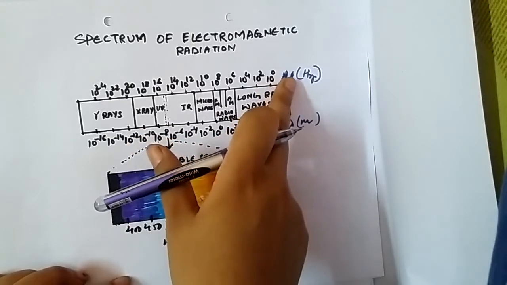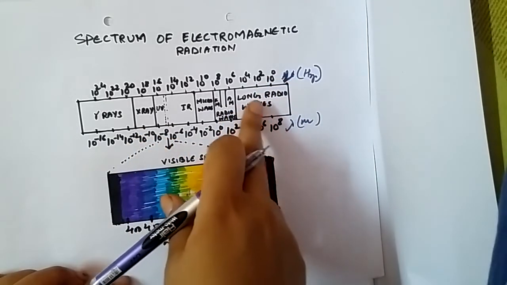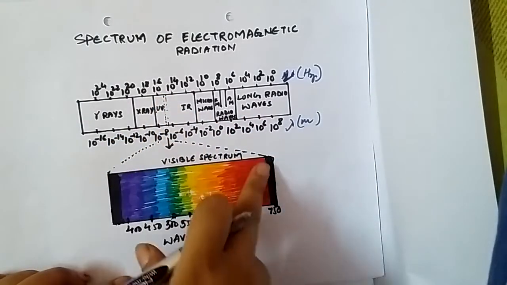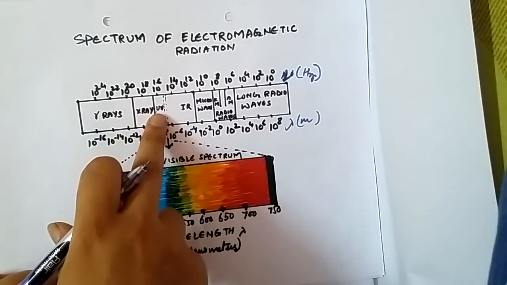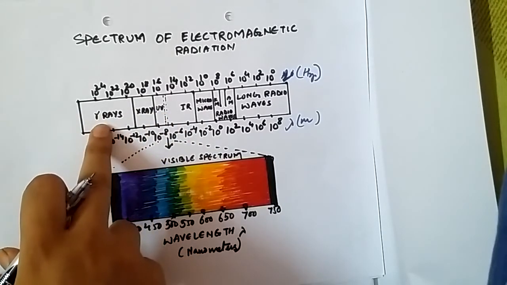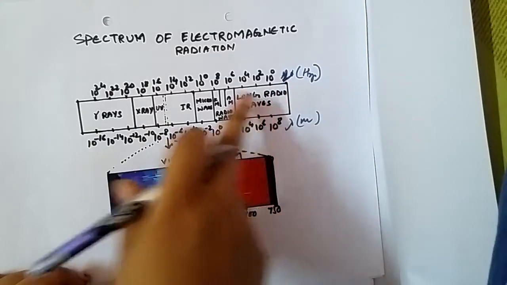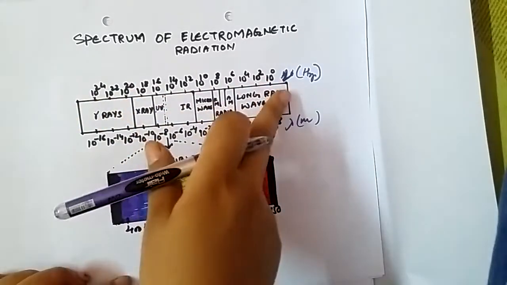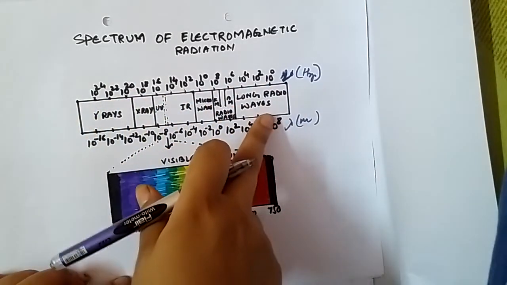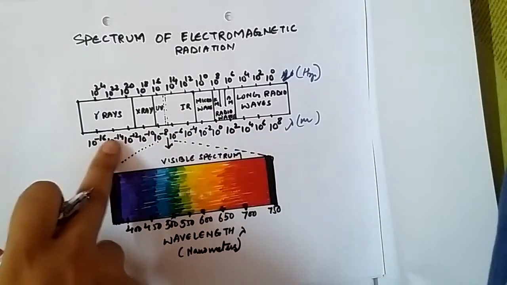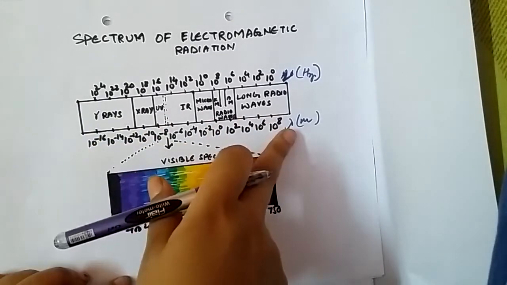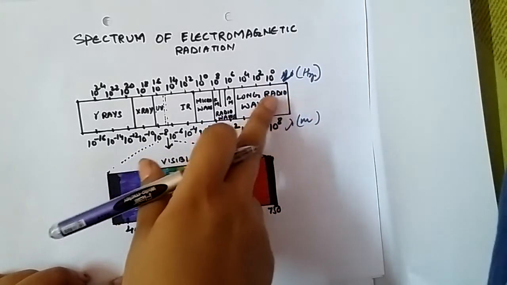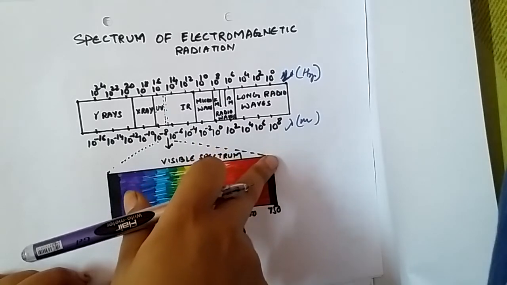Now you can see that there are different kinds of radiations: radio waves, microwaves, infrared waves, the visible spectrum or visible light, UV (ultraviolet), X-rays, and gamma rays. From radio waves to gamma rays, the frequency is increasing, and the wavelength lambda decreases, because both are inversely proportional to each other. One will increase and the other will decrease.